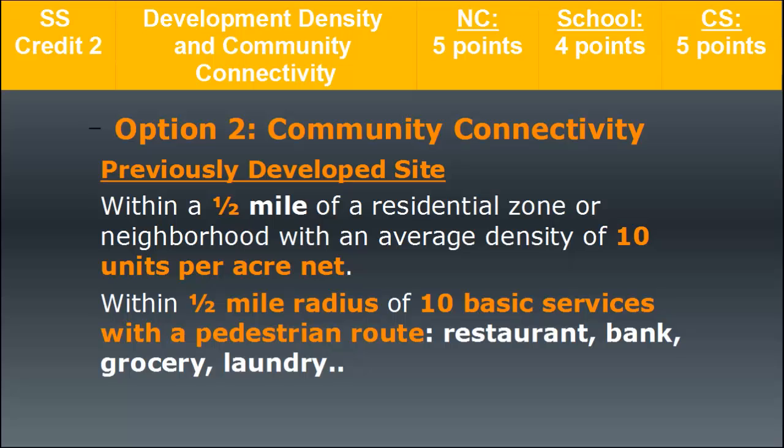Community connectivity is option 2. So previously developed site is also required. The additional requirement is that within a half mile of a residential zone or neighborhood, there's an average density of 10 units per acre net, or within a half mile radius of 10 basic services with a pedestrian route: restaurant, bank, grocery, laundry, etc. The only basic amenity that can be counted twice is a restaurant.